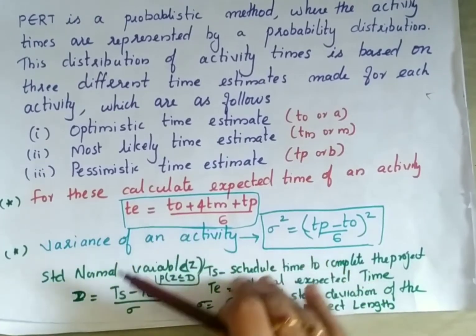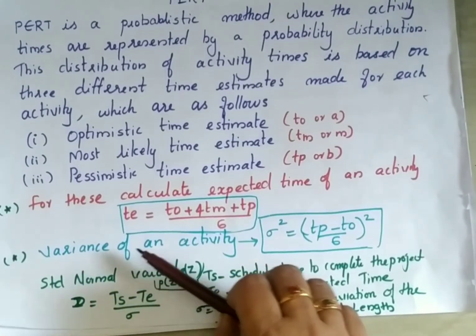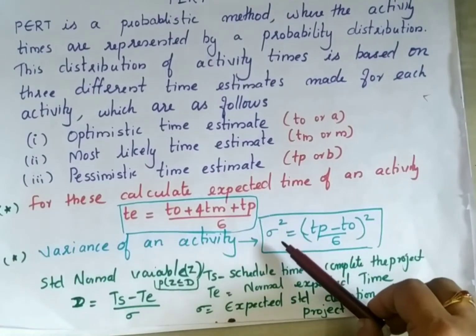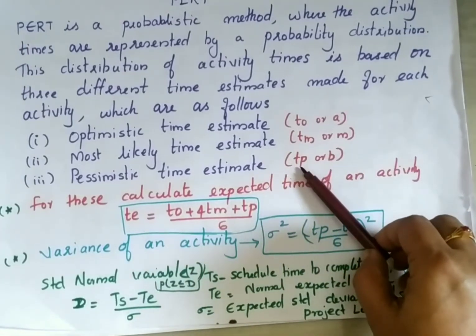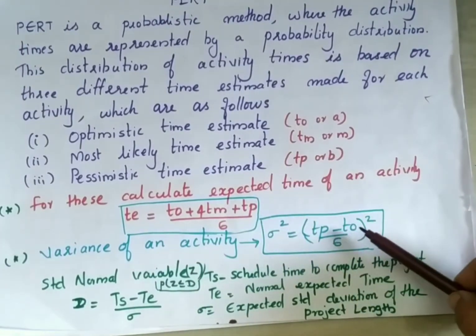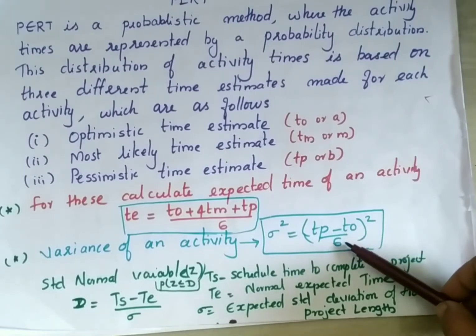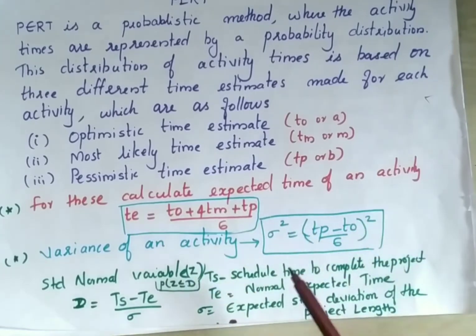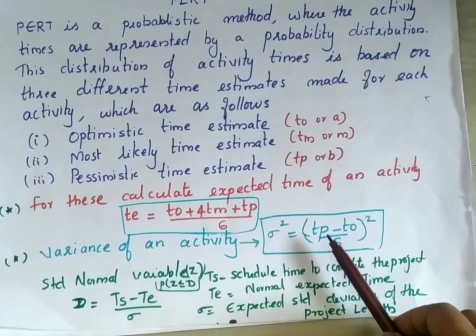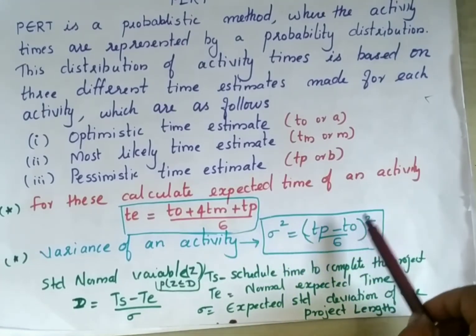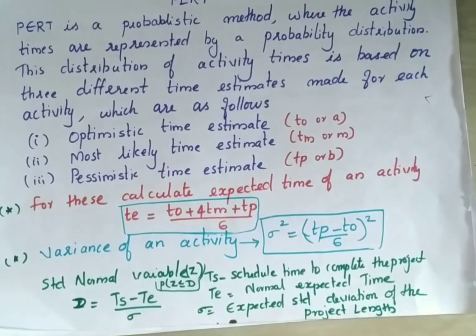So once you get it, next you have to know the variance of an activity. For that, the sigma square formula is TP, the pessimistic time estimate, minus T0, divided by 6, the whole square. So the sigma will be the root of this. The equation is ((TP minus T0) divided by 6) squared.